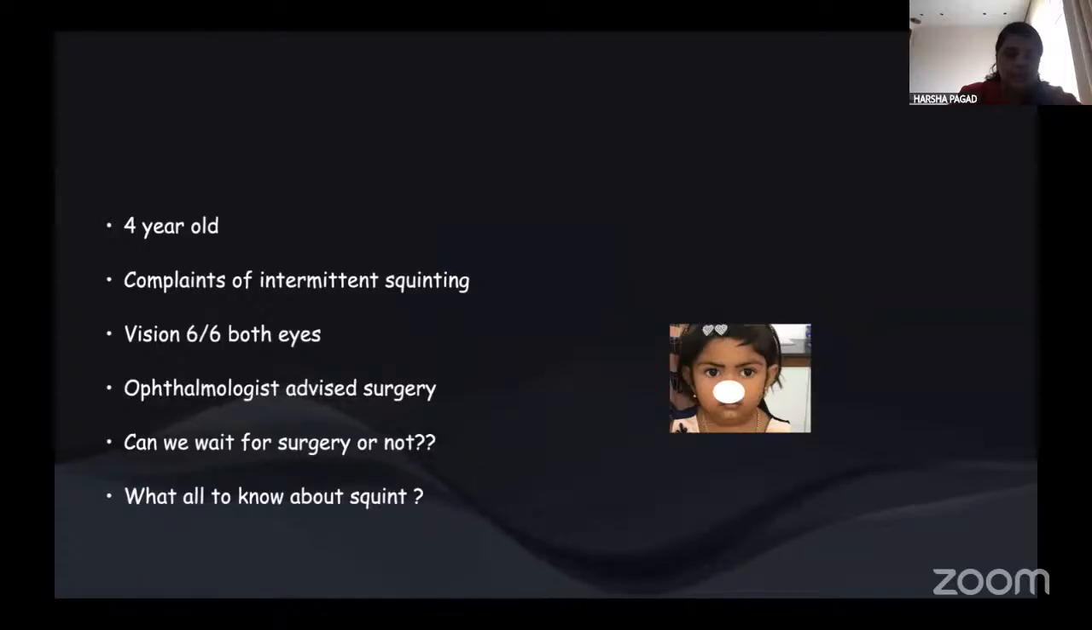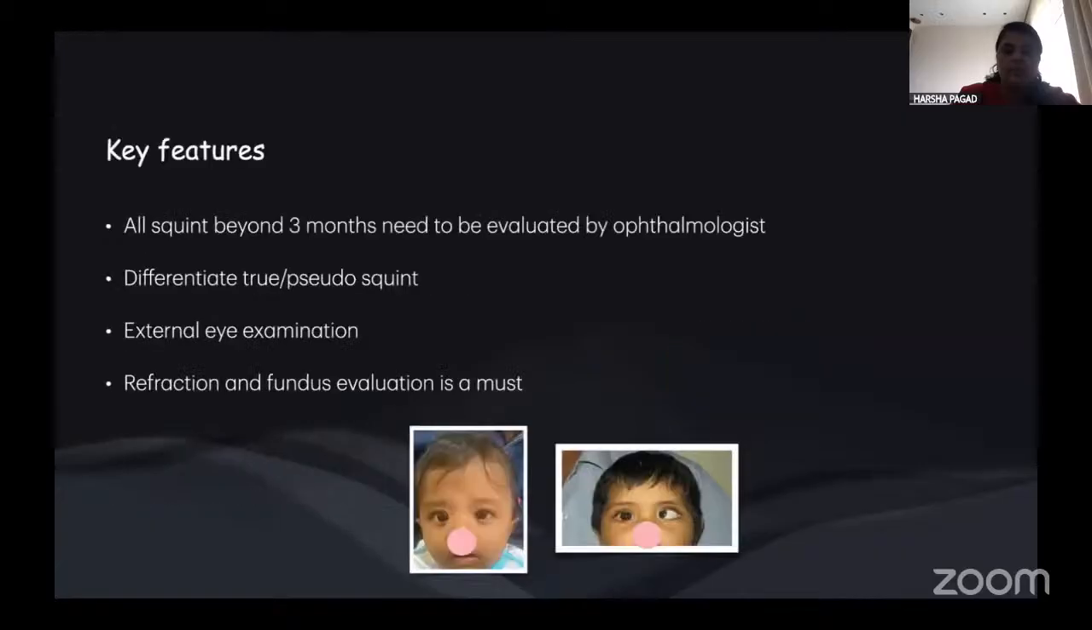The next case scenario is a 4-year child who is complaining of intermittent squinting with normal vision. So what is the right age for doing surgery? Do all squints need surgery? Yes, the first thing we need in evaluation of any squint is to differentiate if it's a true squint or a pseudo squint. Pseudo squint will have, like the child shown here, epicanthal folds sometimes, or a broad nasal bridge can lead to an appearance of pseudo squint.